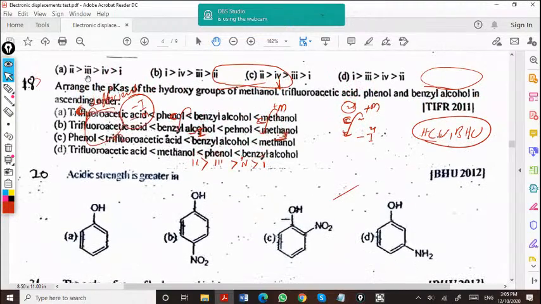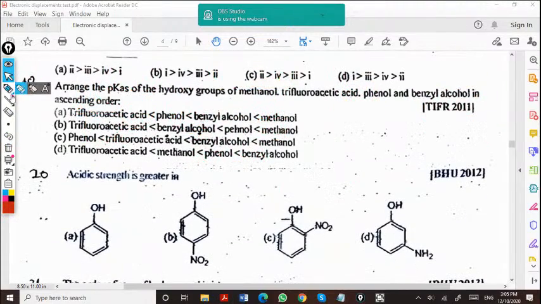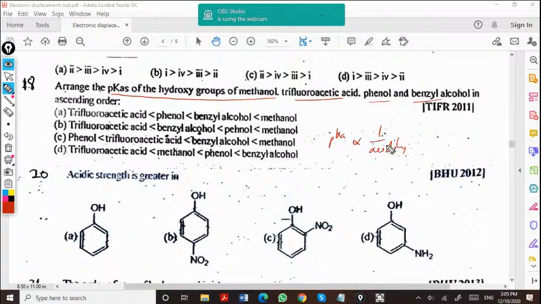So next, arrange the pKa of the hydroxy groups of methanol, trifluoroacetic acid, phenol, and benzyl alcohol. pKa is inversely proportional to acidity, so the acidity order will be reversed. The highest acidity will be trifluoroacetic acid, so it will have the least pKa.